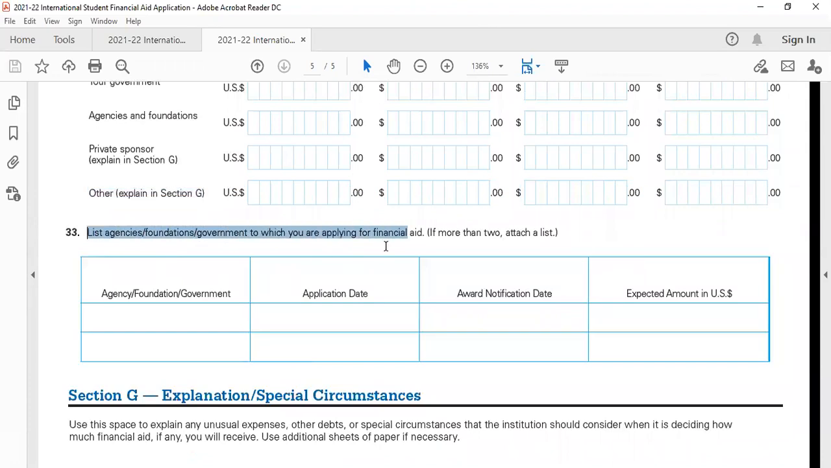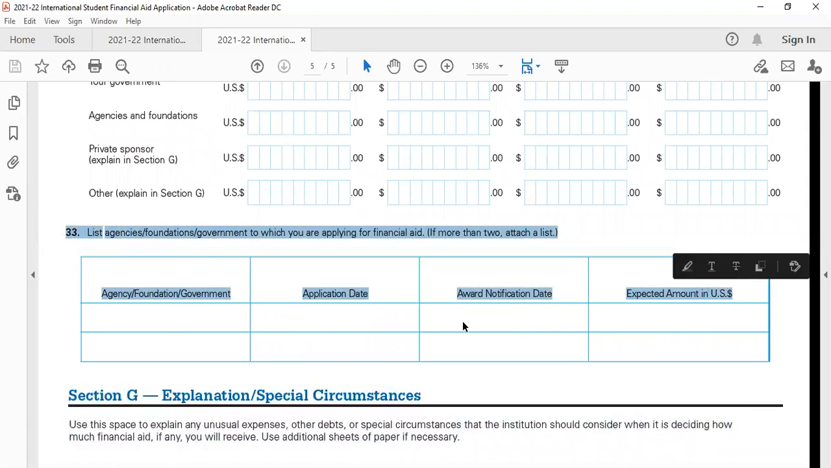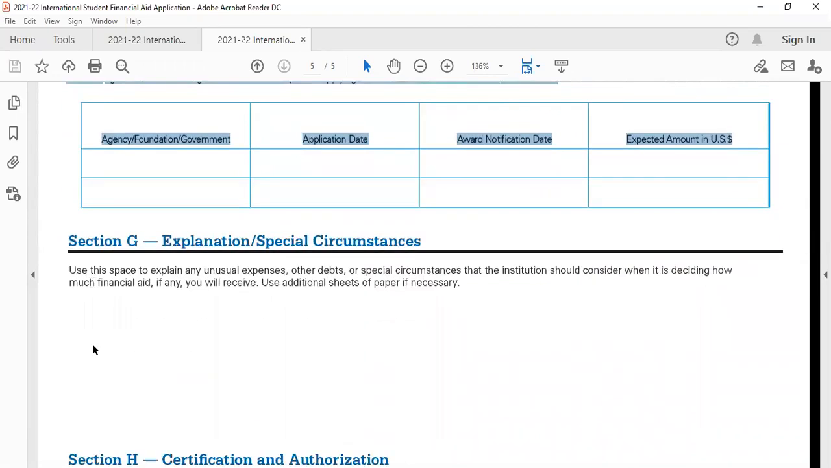Question number 33 asks if you have applied for financial aid to any institution. So you can mention Next Genius here. If you are a Next Genius applicant, you can mention that you've applied to us. The application date can be October 10. Award notification date will be 26 January 2021. Expected amount, you can mention full tuition scholarship. So this is something which of course the colleges are anyway aware of, because they know that you are an applicant of Next Genius, because we inform them about this, right? So you can mention that over here.